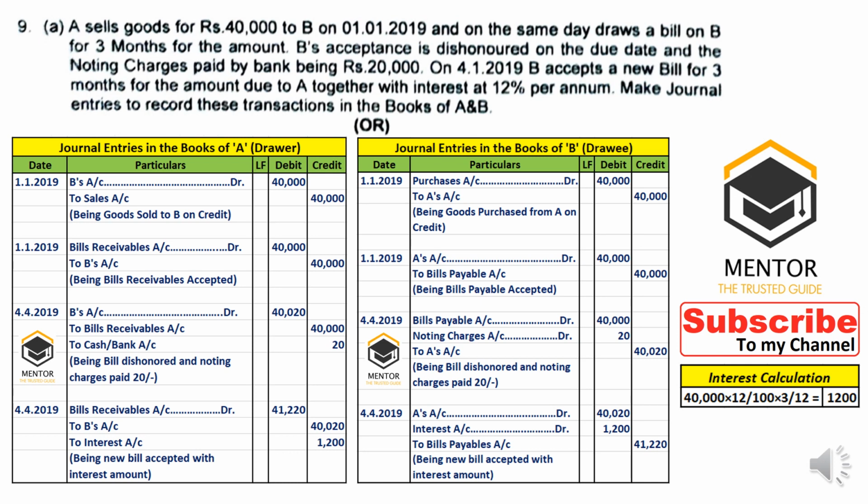We have not provided further information whether the bill is honored or dishonored. Till this extent we have to write the journal entries. I hope you got the clarity on how to pass the journal entries. We'll take up the next.